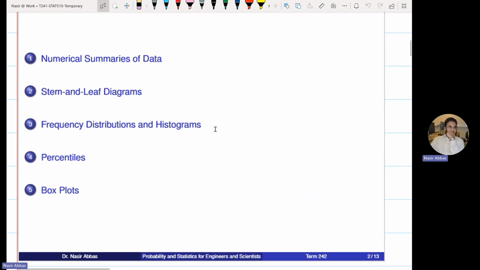What we will learn in this chapter is some numerical summaries of the data. One of the ways of describing the data is through numerical, and another way is through graphical. So you will study some numerical descriptions and some graphical descriptions in this chapter. The first section is about some numerical descriptions. The second section, stem and leaf plot, is a graphical description of the data. The frequency distribution and histogram is again a graphical representation. Percentile, which is a supplementary concept for the box plot. Box plot is again a graphical, but we need to discuss what are percentiles before jumping into box plot.